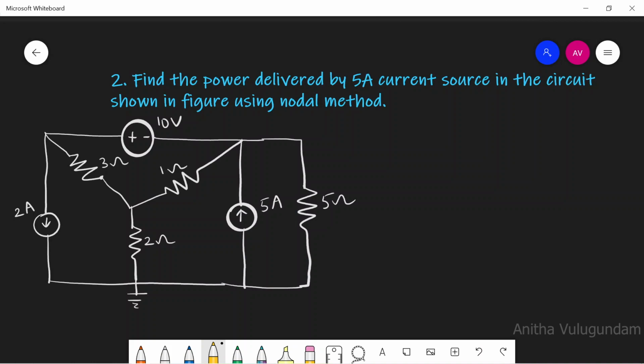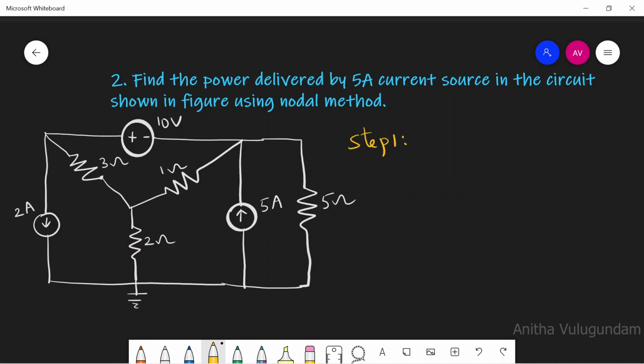First, identify whether the circuit comes under the concept of nodal analysis or supernodal analysis. If you see a voltage source connected between a reference node and a non-reference node, or a voltage source connected between two non-reference nodes, you consider that problem as supernodal analysis.